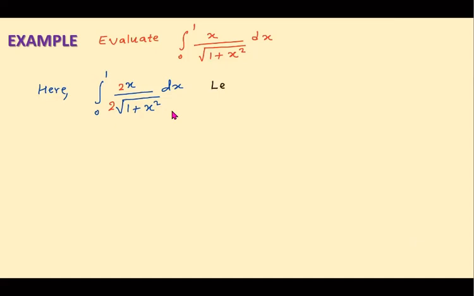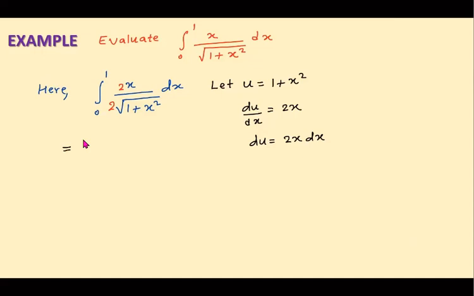Let u equal to the inside function, 1 plus x squared. Now the derivative of that function with respect to x is equal to 2x. Or the value of du, if I multiply on both sides by dx, du will be equal to 2x dx. So we are going to make that substitution here.